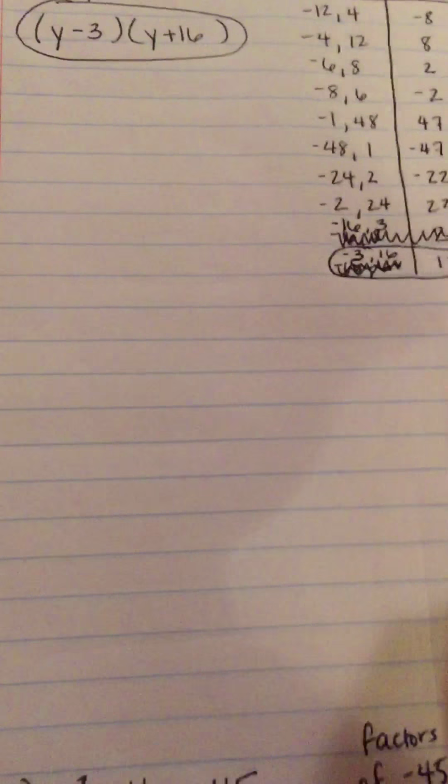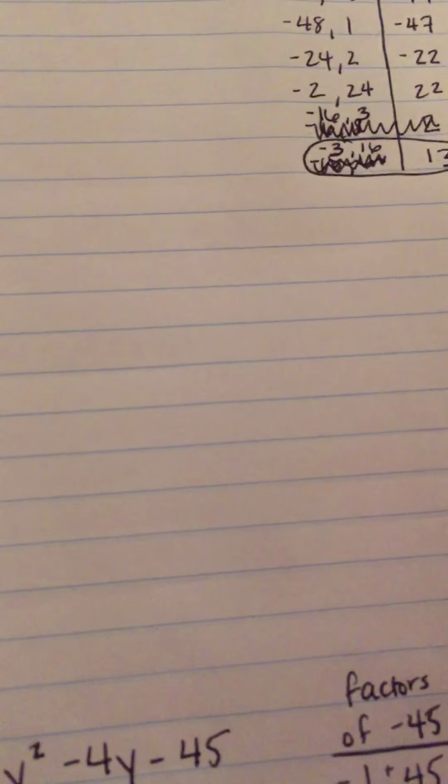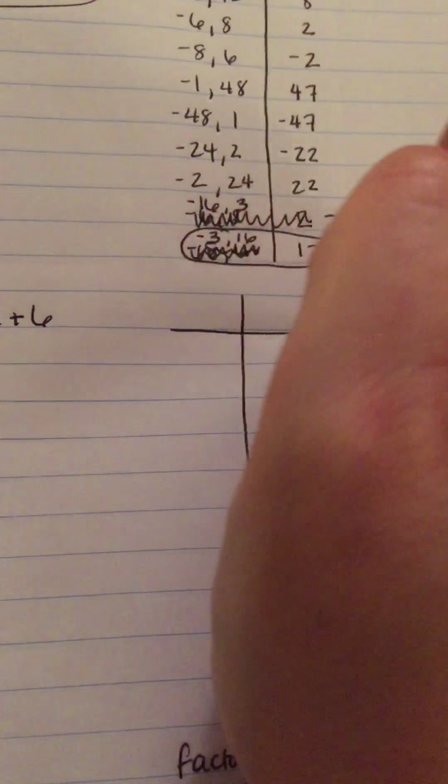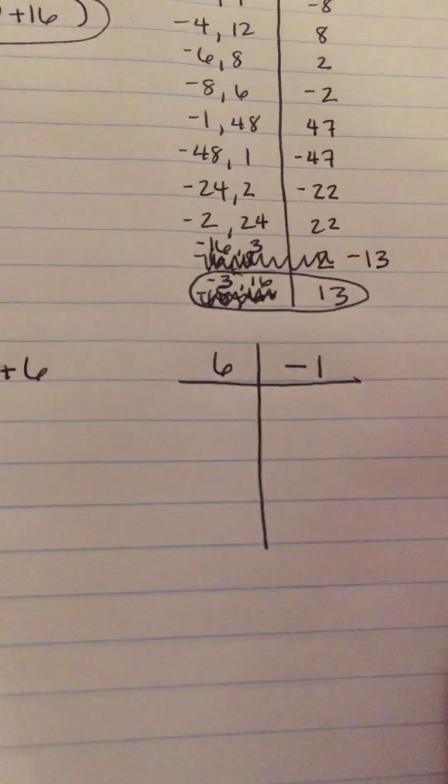Finally, the last kind of problem I could see. Something like this: a squared minus a plus 6. Okay, so I'm going to start my t-chart. I need to find the factors of 6 that sum to negative 1. So let's see, the factors of 6. That's 6 and 1. They're both positive, but it's going to sum up to a negative.